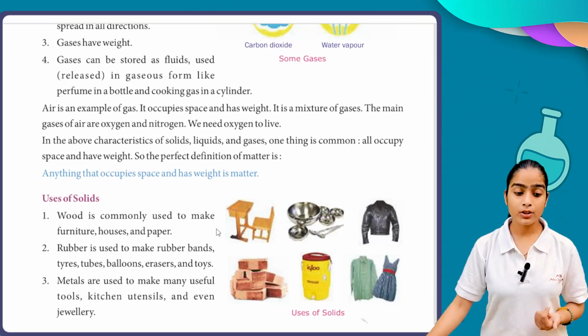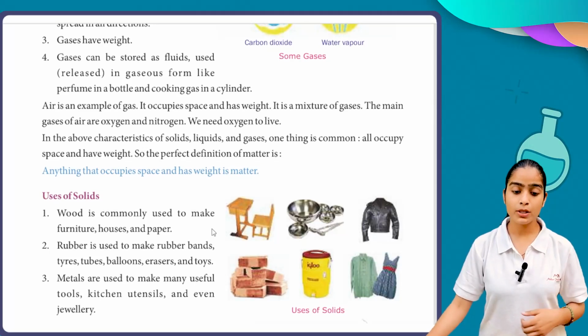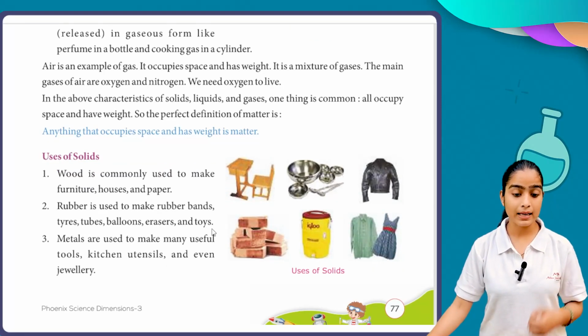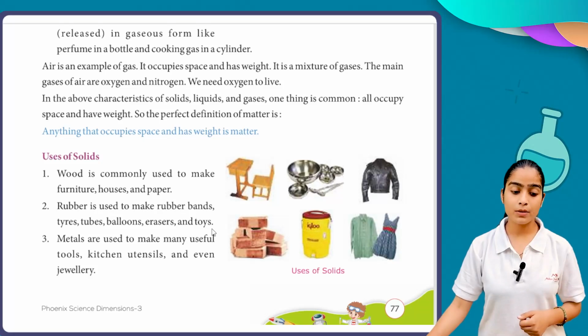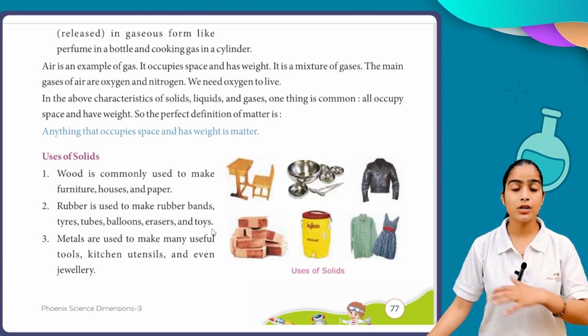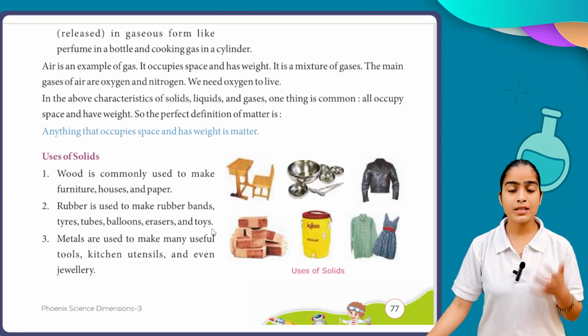Now, what are the uses of solids? Wood is commonly used to make furniture, houses, and paper. Rubber is used to make rubber bands, tires, tubes, balloons, erasers, and toys. Metals are used to make many useful tools, kitchen utensils, and even jewelry. So what we observe here is that solids give us so many examples and so many uses.